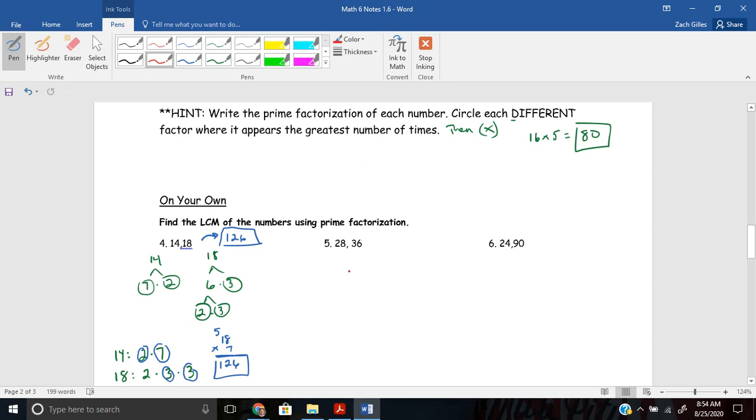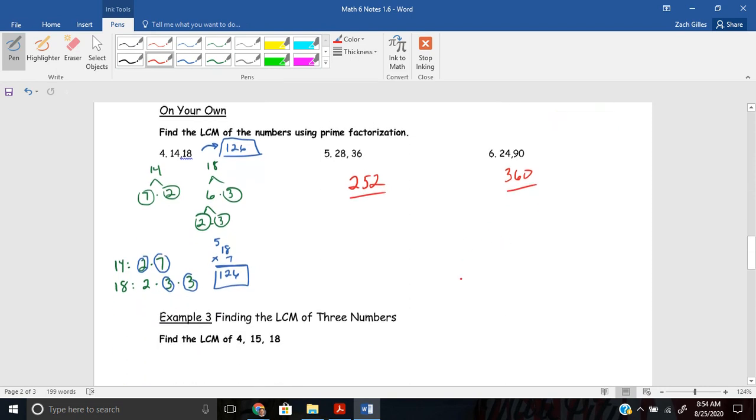Alrighty, for number 5, you should come to 252. And for number 6, you should arrive at 360. So if you didn't get that, please let me know or ask a friend to figure out how to do those ones correctly.